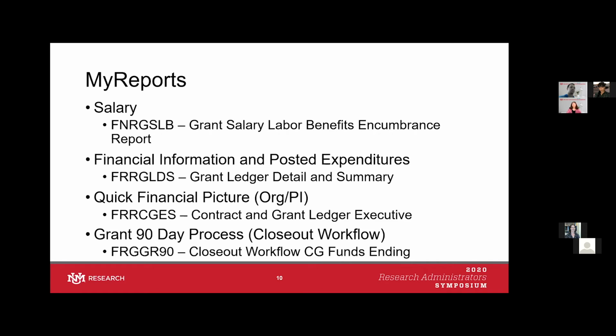For financial information, including expenditures, you can use FRR GLDS, which is the Grant Ledger Detail and Summary. Now, the summary portion will give you the total of the budget, the total of the activity, the total of commitments, and the available balance listed out by the different account codes on your budget. You can also do a detail, which will list out all transactions posted to your index within the date parameter that you choose by account code.